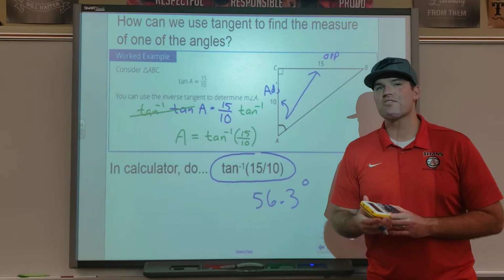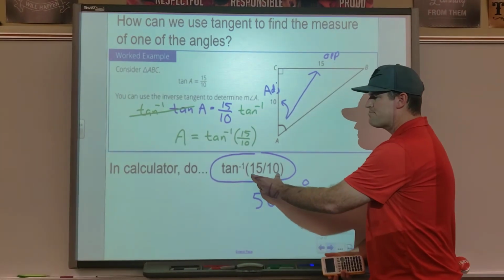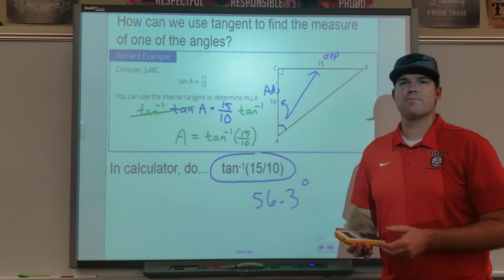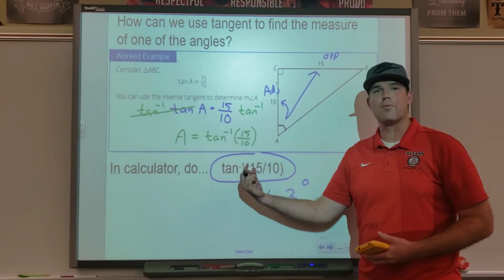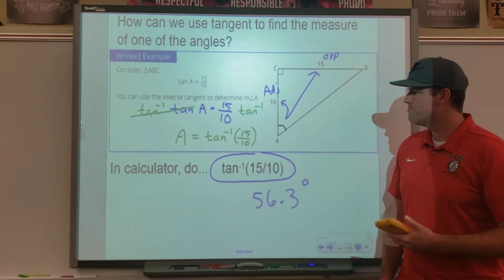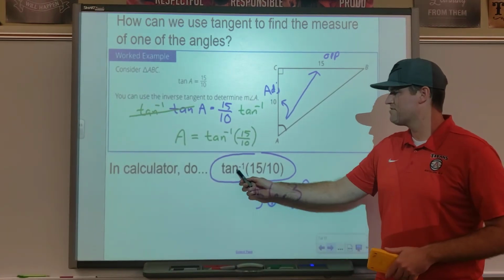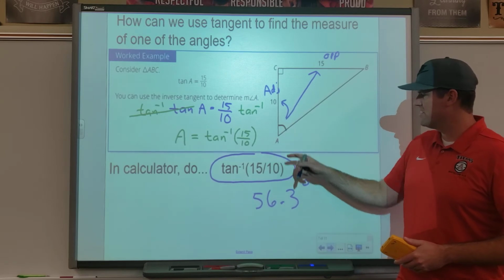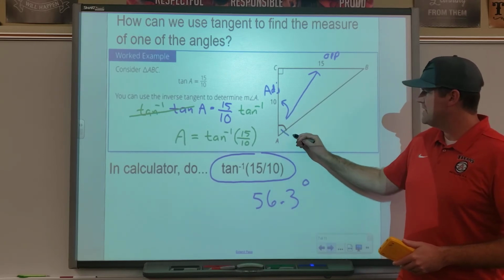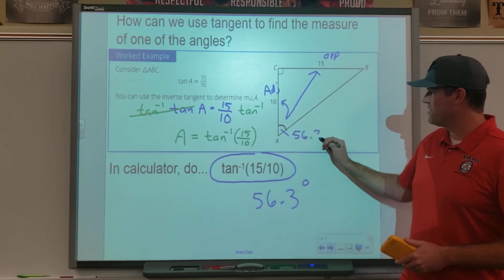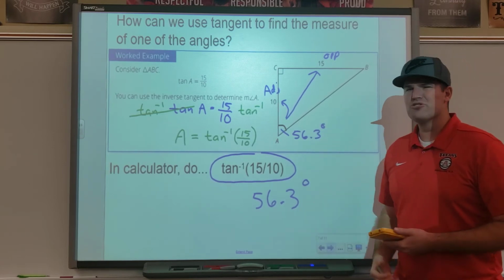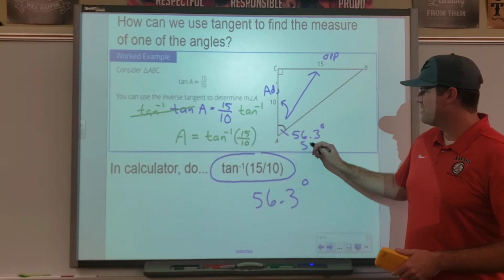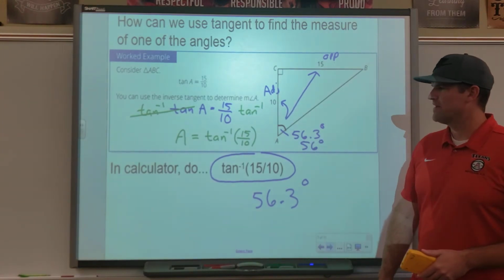Now, side note, there are some calculators where you have to do this part first and then hit inverse tangent. So your calculator may be one of those where you have to go in opposite order. But the calculators we have at school, you do inverse tangent and then 15 over 10. So this angle here is 56.3 degrees. Or usually we'll round angles to the nearest whole degree. So I'd be fine calling this 56 degrees.